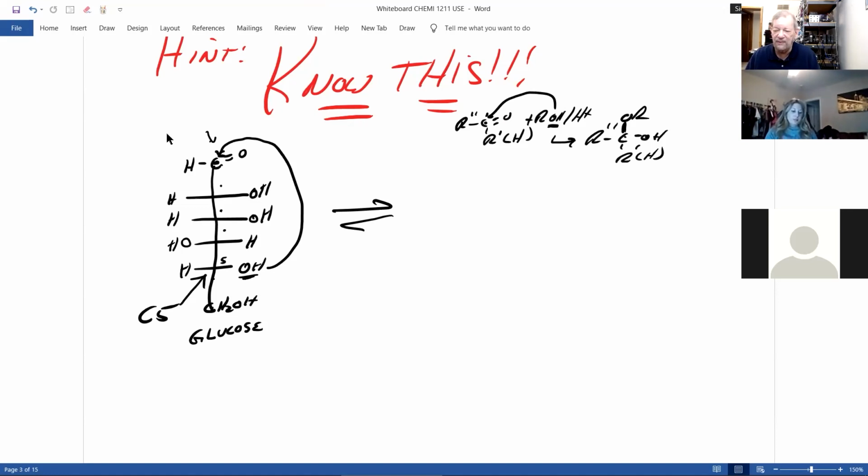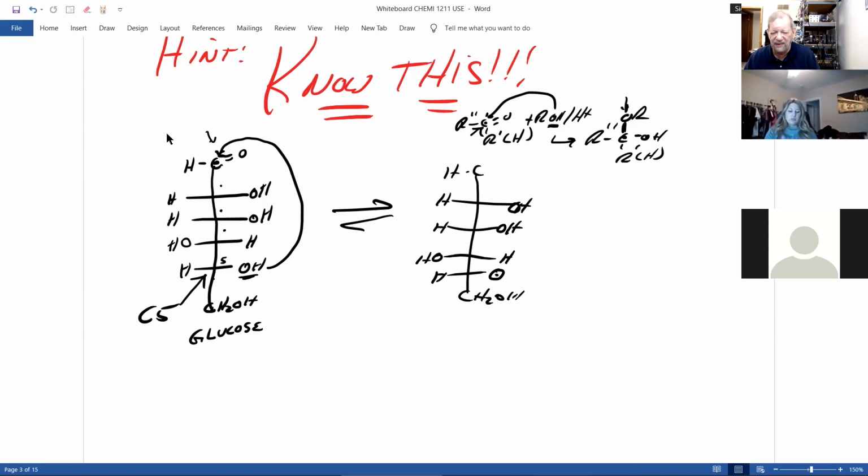Now, do you break carbon-carbon single bonds? No. So first of all, this is still going to be here. Anything that's not involved in the reaction will still be there. Now, this oxygen is this oxygen from the OR, and it's bonded to the carbon that was the carbonyl carbon.